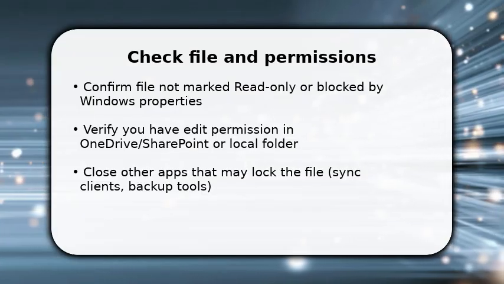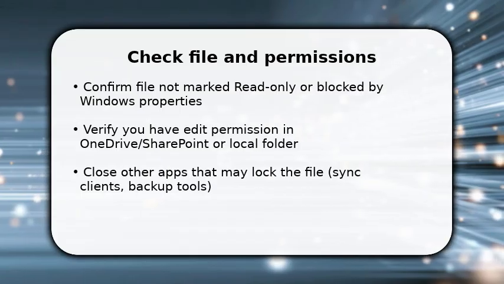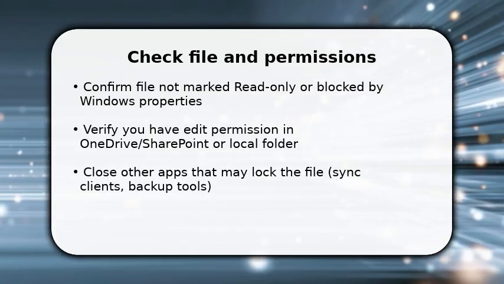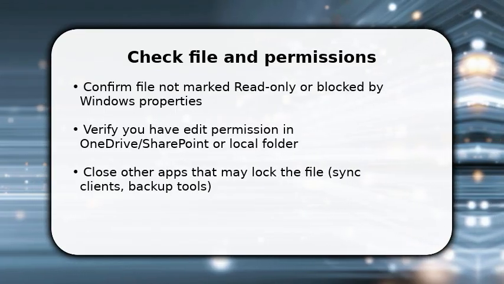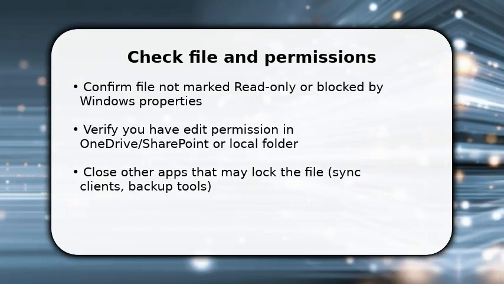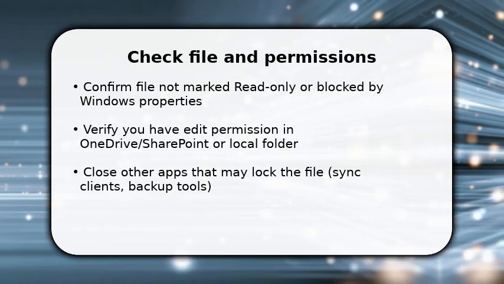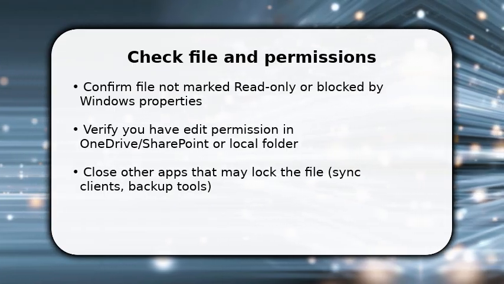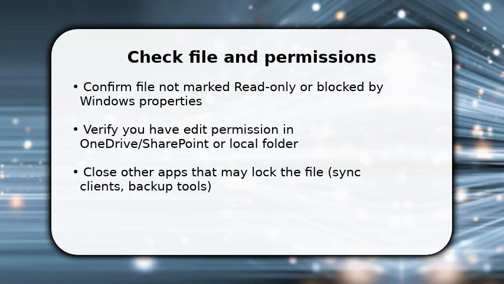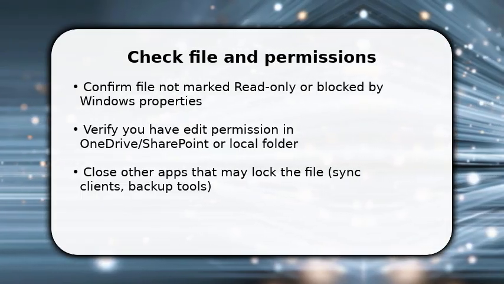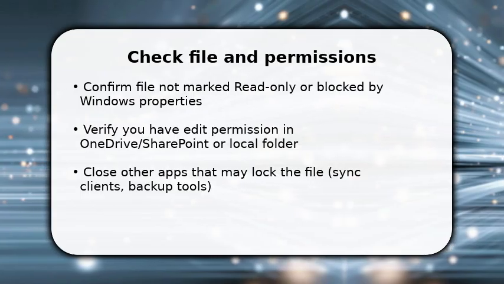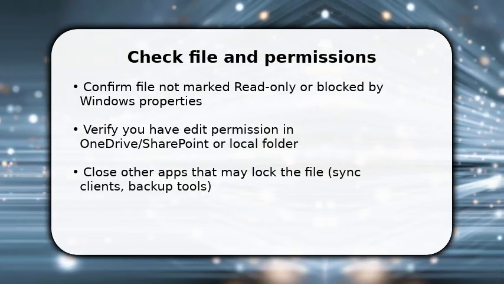You need to confirm basic prerequisites and start editing immediately. First, right-click the file, choose Properties, and unblock or remove Read Only. Next, if the file is in OneDrive or SharePoint, make sure you have edit rights. Request them if needed. Also, quit sync clients and any backup programs that can lock files. Once done, reopen PowerPoint and attempt editing to see if the lock was the culprit before moving to deeper fixes.